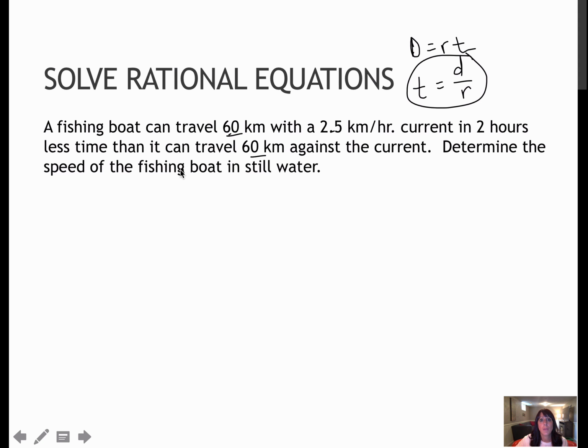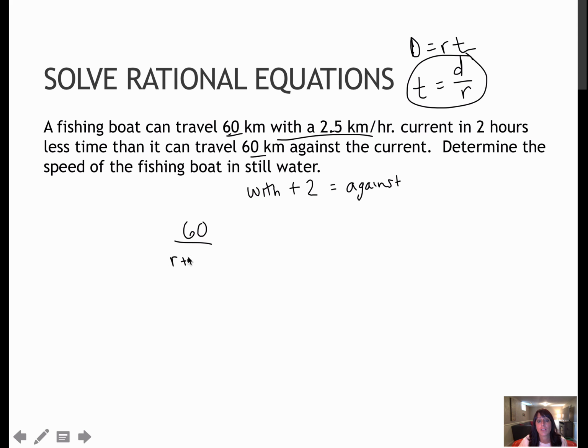So I could say with the current, and then plus 2 would equal against the current. So that's the relationship that I'm going to use moving forward. Because this is 2 hours less, I would have to add 2 to it to make it equal to the time that it takes against the current. So with the current, I'm going to use my time to be distance divided by rate. So with the current, my distance is 60. My rate is my unknown plus 2.5.